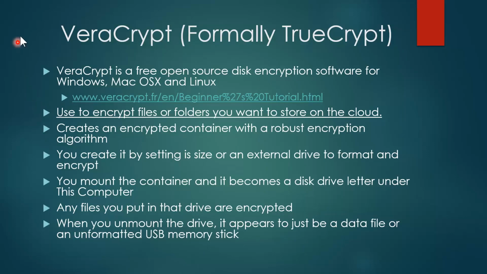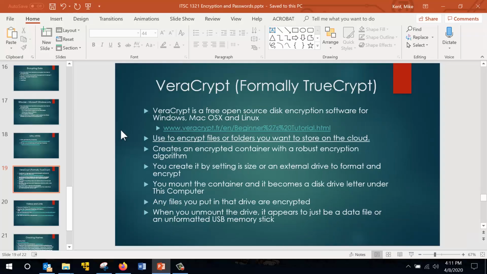So VeraCrypt was formerly known as TrueCrypt. It was an open source project that shut down, but since it's open source, another group took it up and called it VeraCrypt. They did a security study on it to look for flaws. With VeraCrypt, it's just a program you download and install for Windows or macOS or Linux.